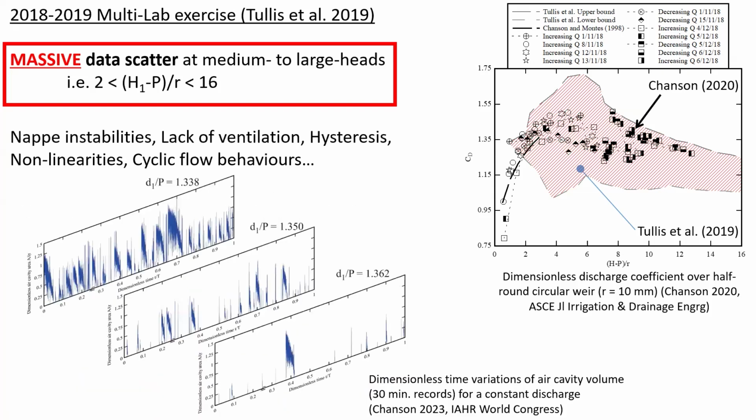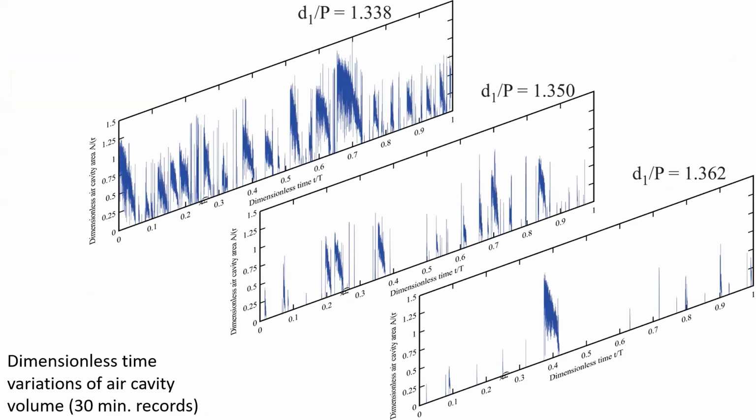Subsequent work at the University of Queensland highlighted that the lack of ventilation led to hysteresis, non-linearities, and cyclic flow behavior, as illustrated on this graph on the bottom left. These three datasets show experiments conducted for a constant flow rate, looking at the variation with time of the air cavity volume over 30 minutes. A 0 value means there is an attached nappe, no air cavity, and any positive value means that there is a nappe detachment. So, what does it mean physically?